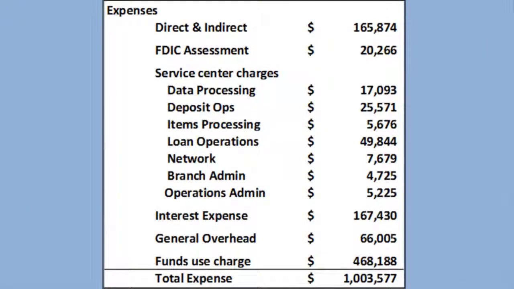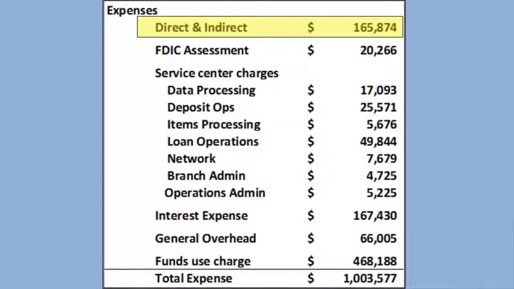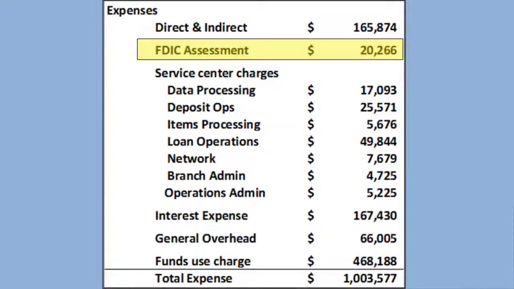Let's go to expenses, because we've come up with $1,283,000 in income. Now moving on to the service charges, or really all of the expenses of the branch, we'll begin by taking a look at the direct and the indirect expenses. This is typically referred to as the controllable expenses. It's the salaries of the branch employees, it's the occupancy expense, the utilities, typically comes directly from the general ledger. Also, we talk about the FDIC assessment, which can be calculated as a function of the deposits.